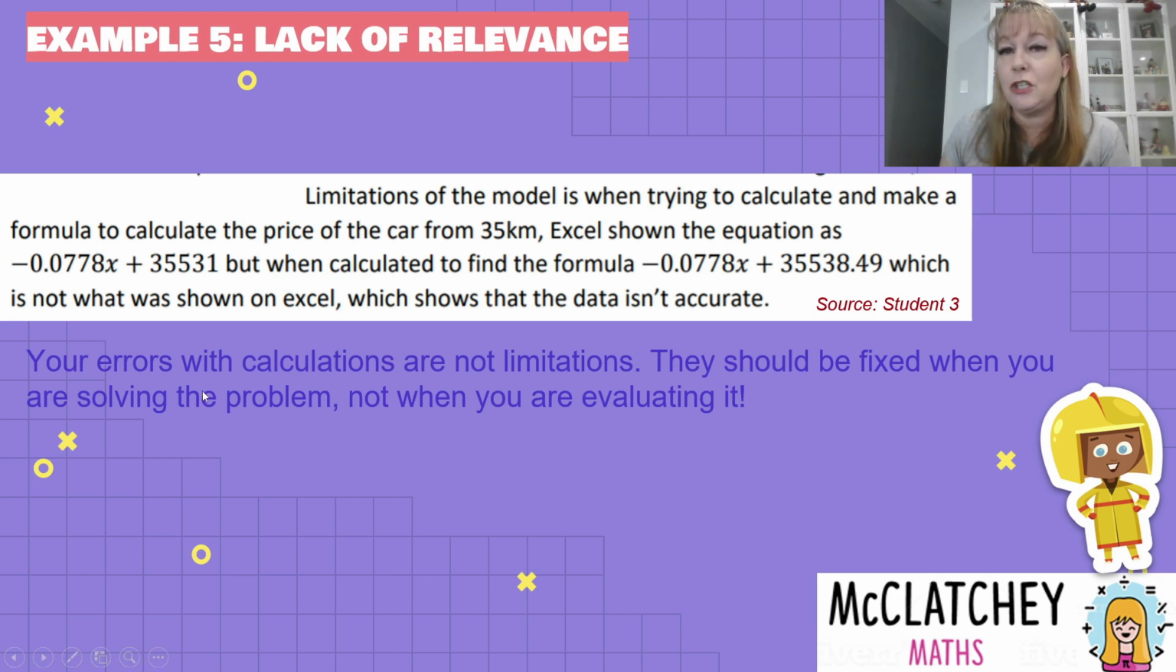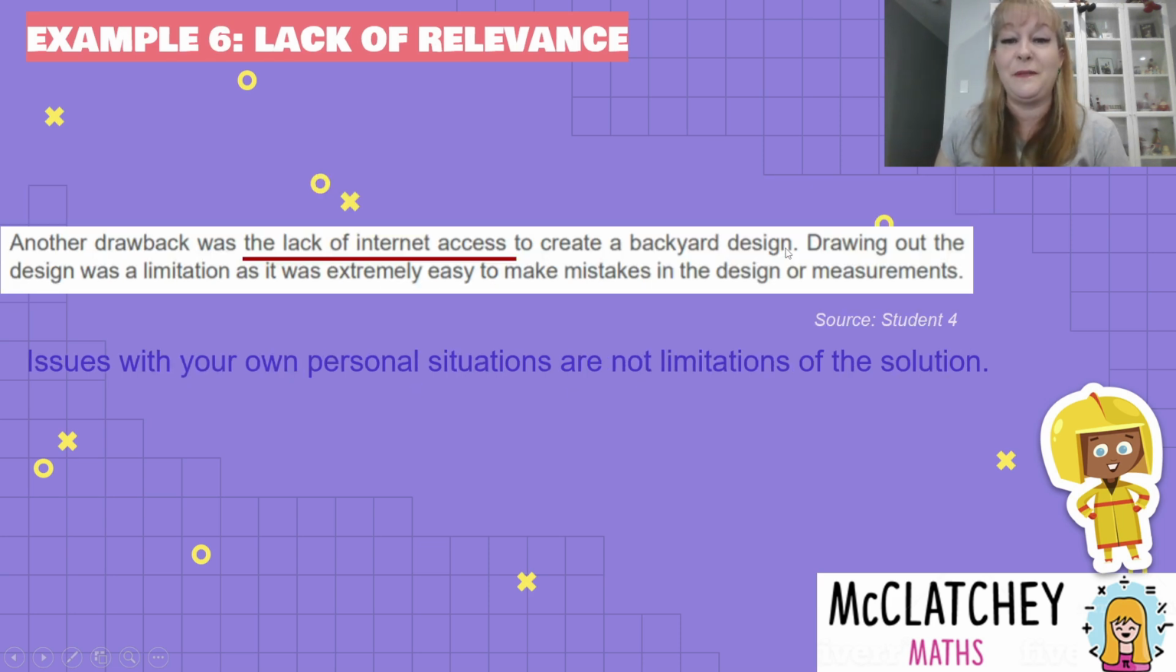This is not a limitation. The fact that you've made mistakes or errors in your assignments is not a limitation. You need to fix them up when you're doing the assignment. If you've made mistakes and you're personally inaccurate, you need to fix them. Go back to the solve section and fix it. Then you can actually say it's a strength because it's accurate.